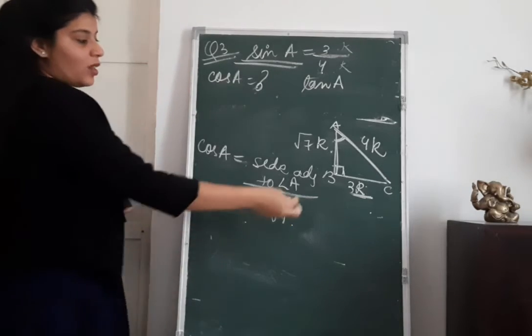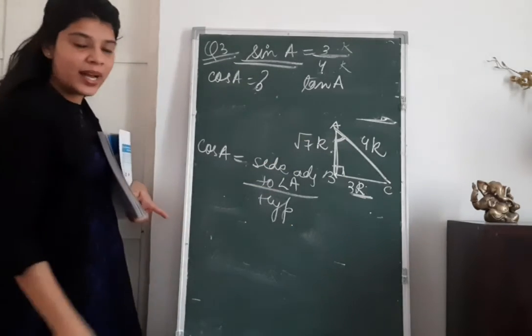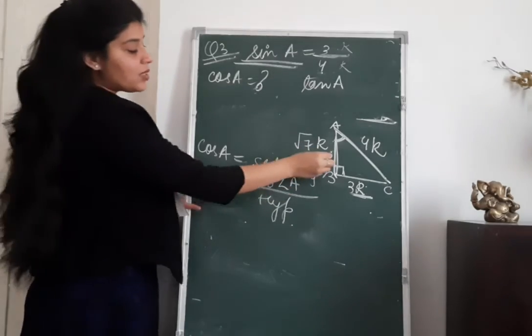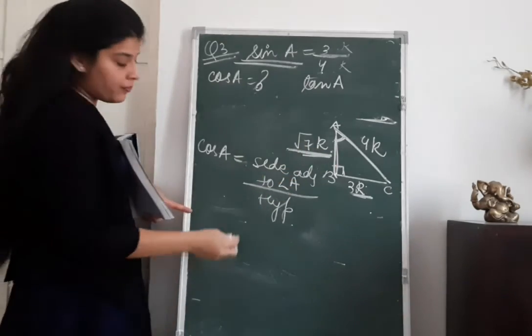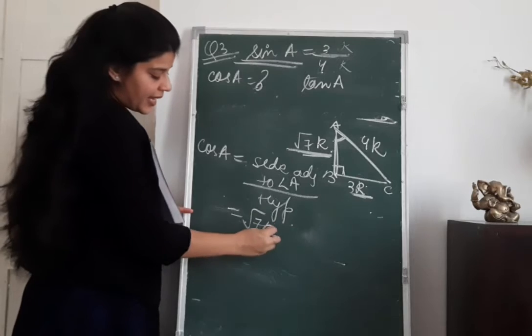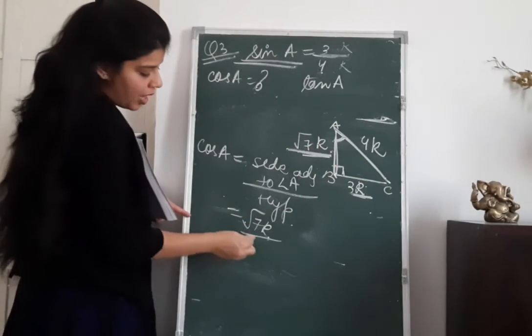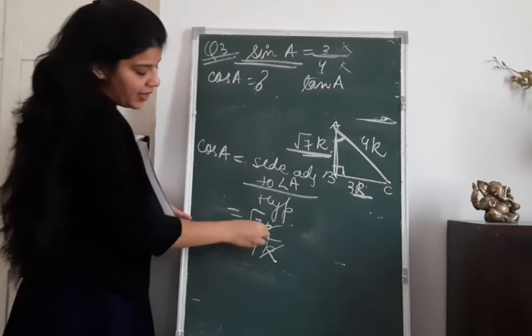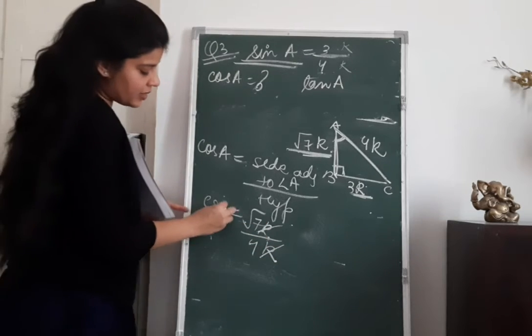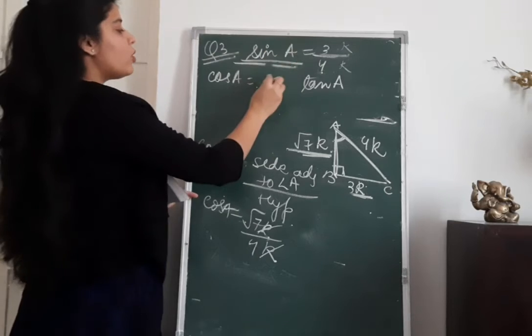Which is side adjacent to angle A? Root 7k, I'm sorry, root 7k is the side adjacent to angle A. So I can write root 7k. And what is hypotenuse for this case? 4k. So upon 4k, k and k will get cancelled. So cos A is equals to what? Root 7 by 4.